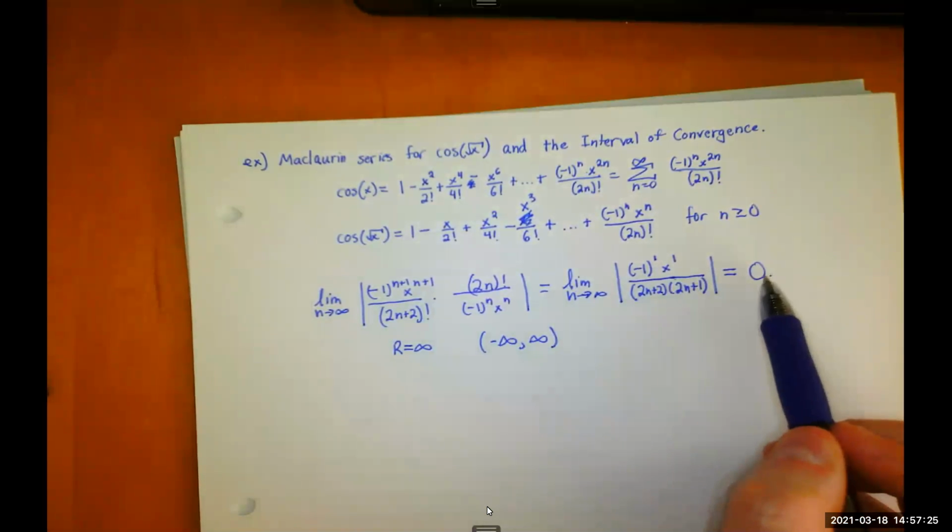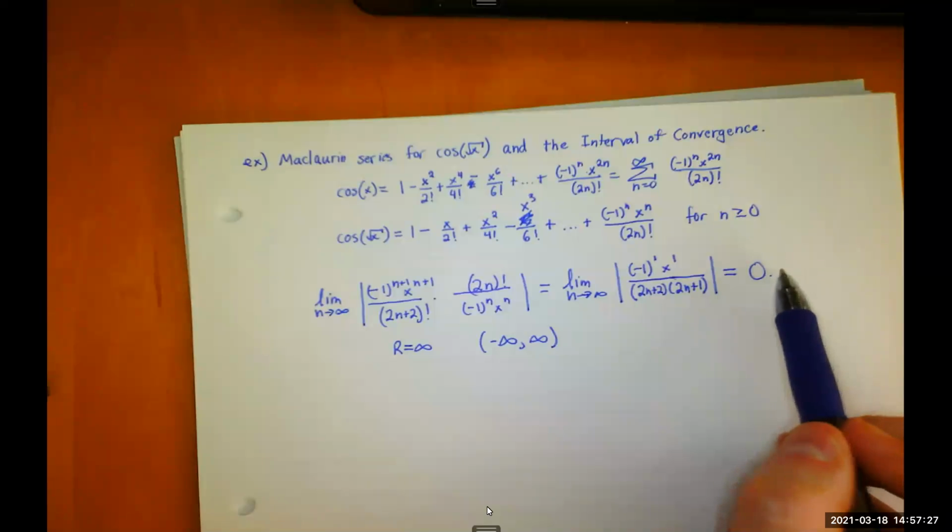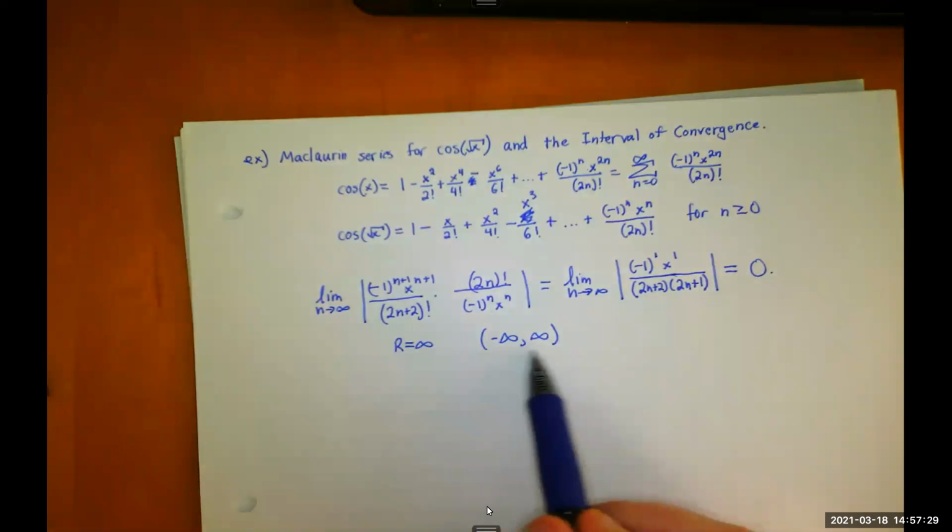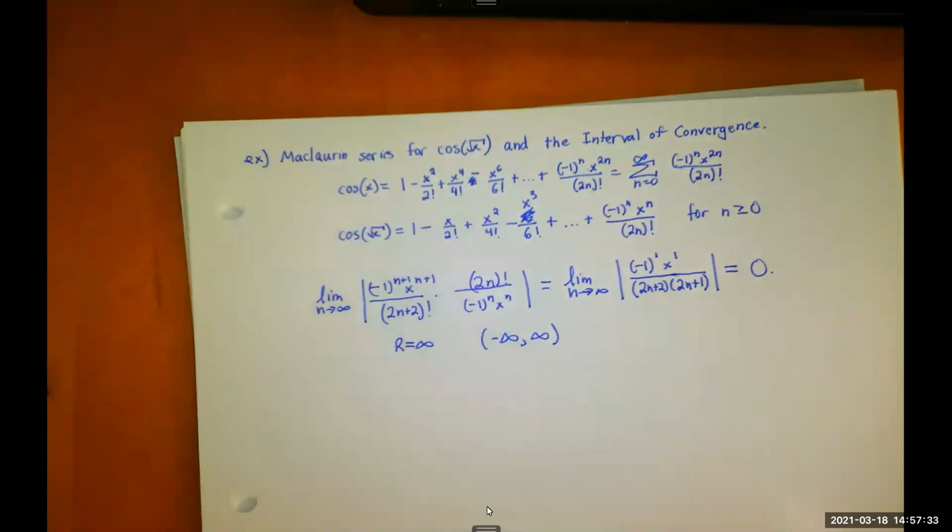Since 0 is always less than 1, then for any value of x, this converges. So the radius of convergence is infinite, and the interval is all real numbers x.